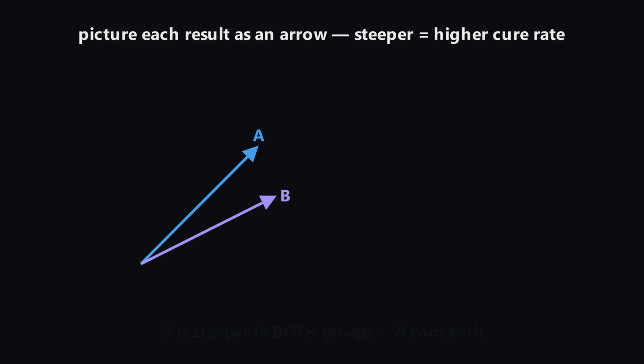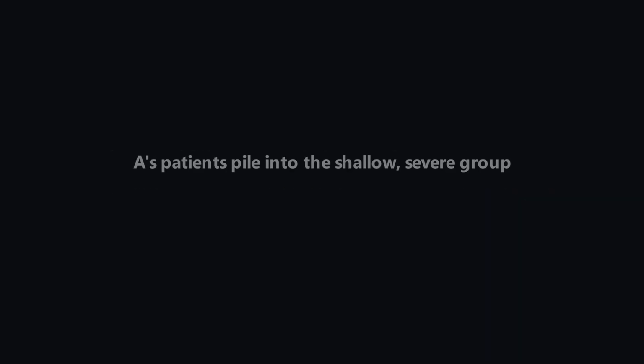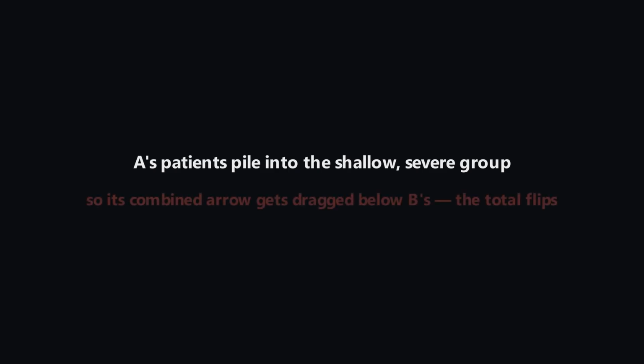There's a beautiful way to picture this. Think of each group's result as an arrow. The steeper the arrow climbs, the higher the cure rate. Drug A's two arrows are both steeper than drug B's in the mild group and in the severe group. A genuinely wins each. But to combine groups, you don't simply average the steepness. You add the arrows, tip to tail, weighted by how many patients sit in each group. And because drug A's patients pile into the shallow, severe group, its combined arrow gets dragged down, below drug B's. The total can lean the opposite way from every single part.